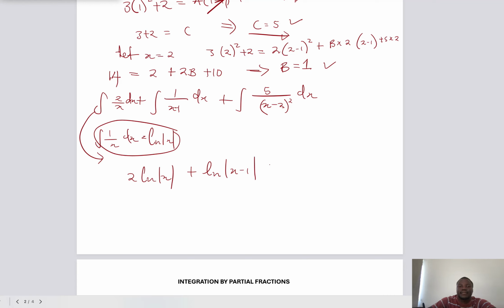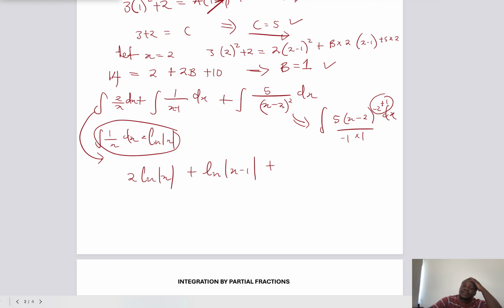And then plus, we now want to integrate. Here I want to take you back. This is the same as the integral of 5 times x minus 2 to the power of negative 2 dx. And this is the basic integration that we did when we started looking at part 1 of integration in the previous video that was sent yesterday. We need to add 1 and then divide by negative 1, and then times the derivative of the inside, which is 1.